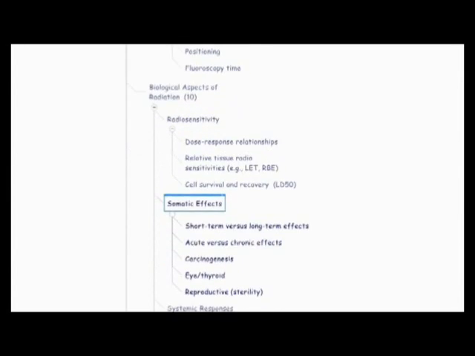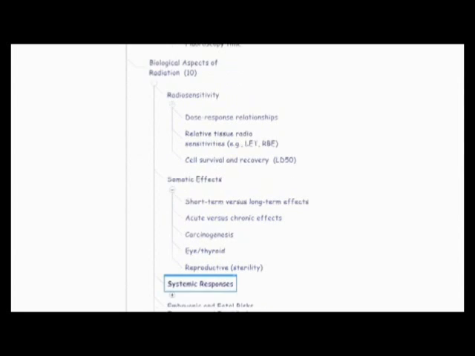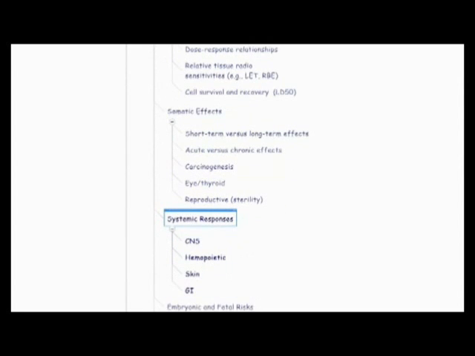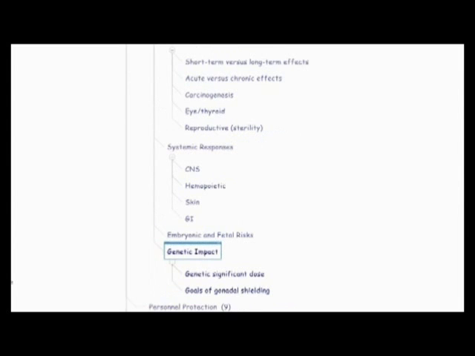There's the somatic effects, the short-term versus long-term effects, the acute versus chronic effects, the carcinogenesis, the eye, the thyroid, the reproductive. There's the systemic responses, the CNS, the hemopoietic, skin, the GI. There's embryonic and fetal risk. There's genetic impact, genetically significant dose, and goals of gonadal shielding.